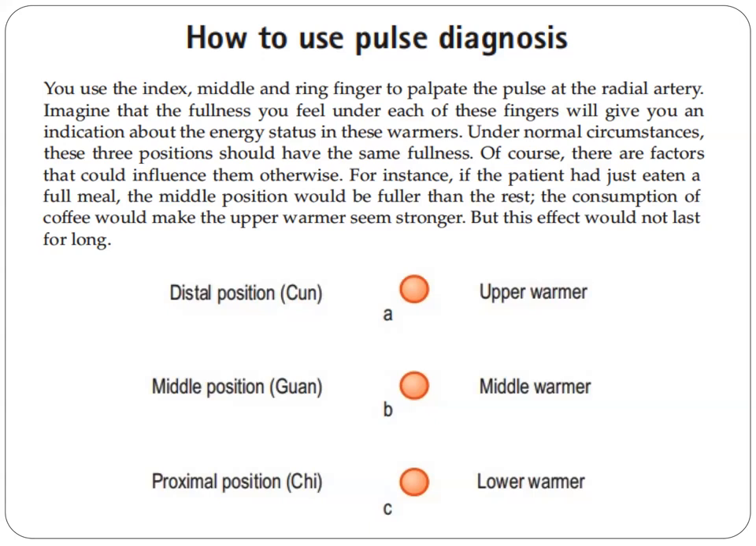There are factors that could influence them otherwise. For instance, if the patient had just eaten a full meal, the middle position would be fuller than the rest. The consumption of coffee would make the upper warmer seem stronger, but this effect would not last for long.